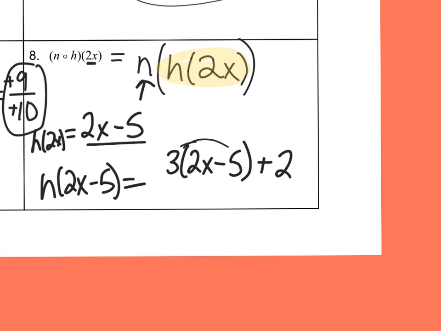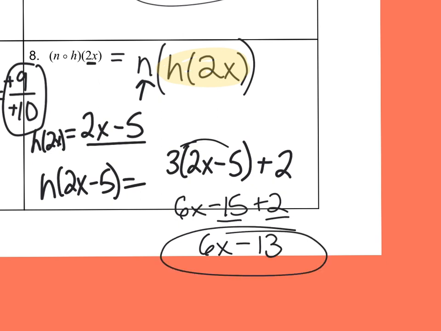Distribute 3 times 2x, 3 times negative 5. Any like terms? Yep. 6x minus 13. Yep, they become minus 13. Good. Questions on that? No. How we feel about this first page?